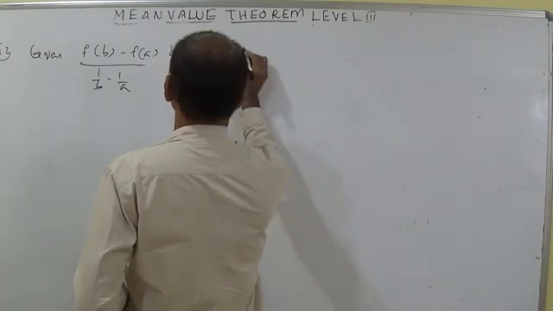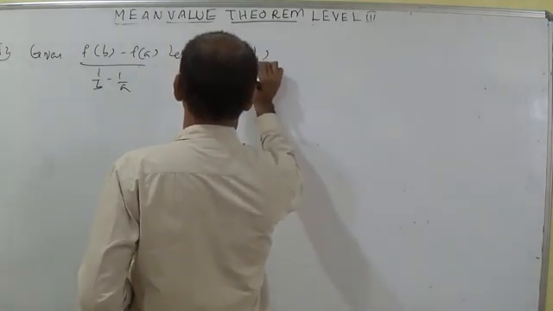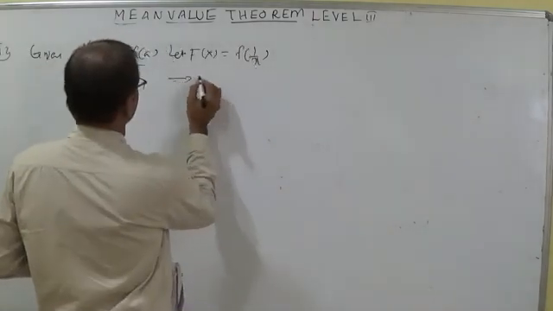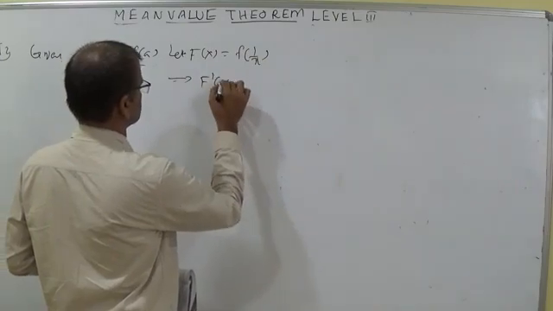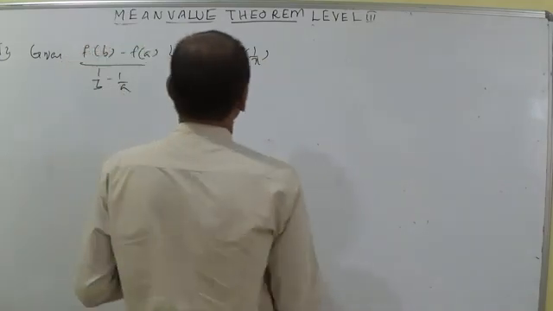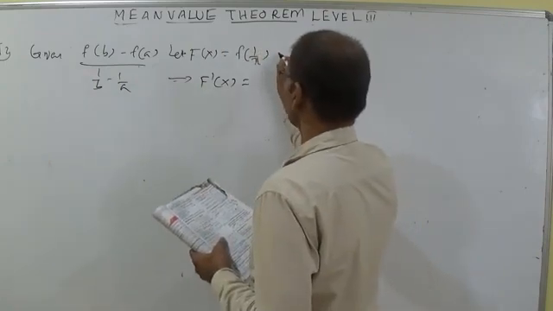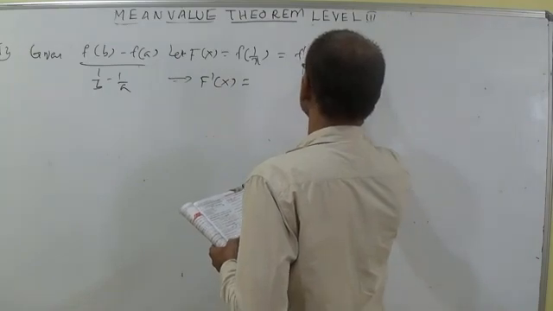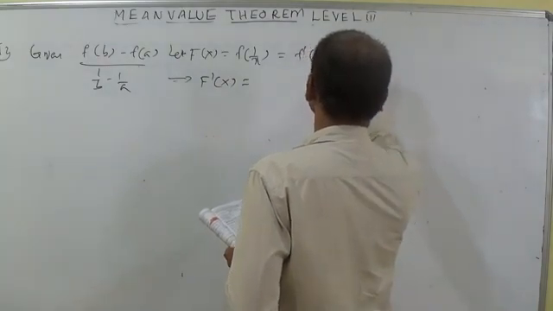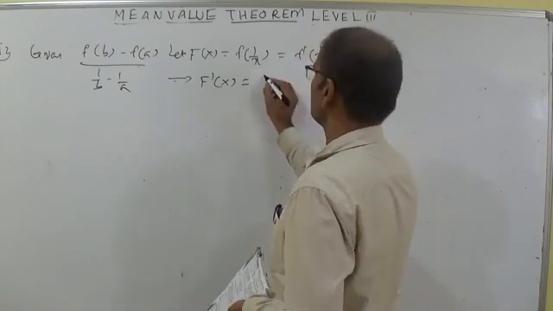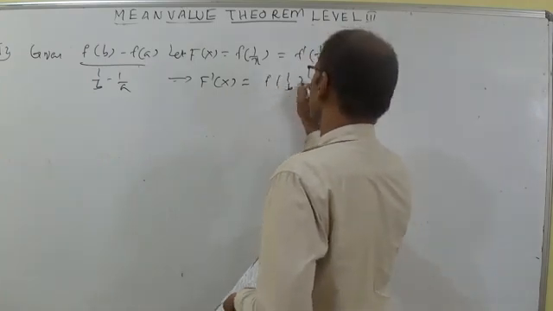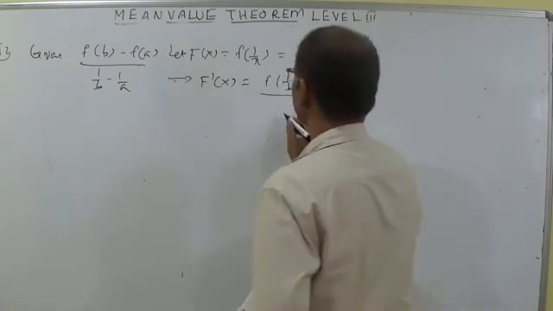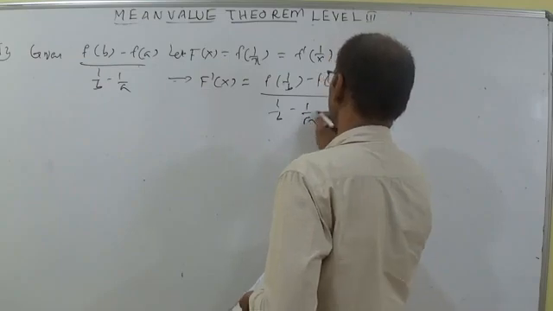Let capital F of x is equal to f of 1 by x, you take f of 1 by x. That implies f dash x is equal to f dash of 1 by x into the derivative of 1 by x, which is minus 1 by x square. Now you can substitute here. You can write f of 1 by b minus 1 by a by 1 by b minus 1 by a.